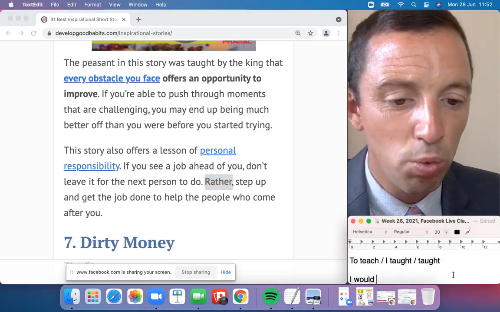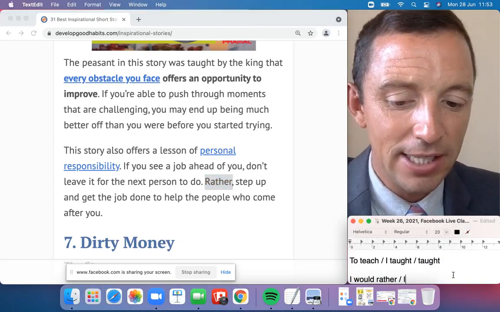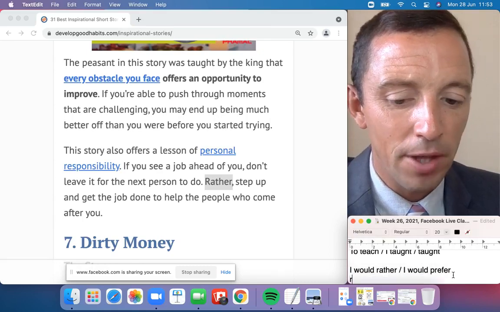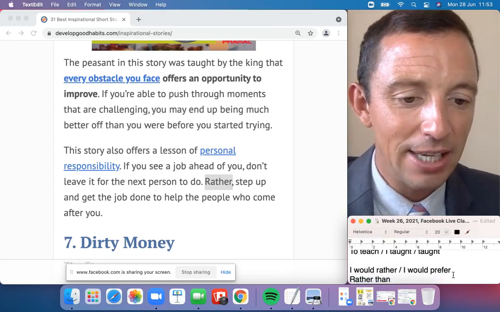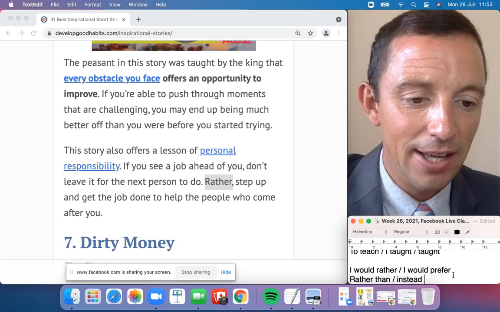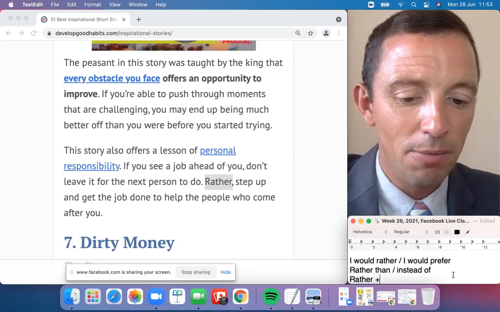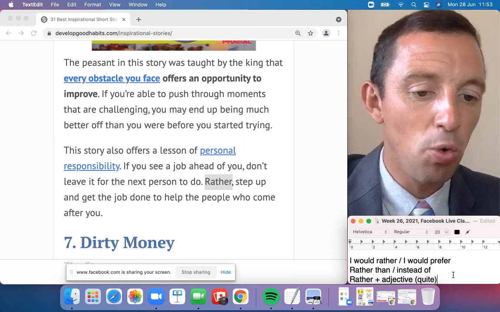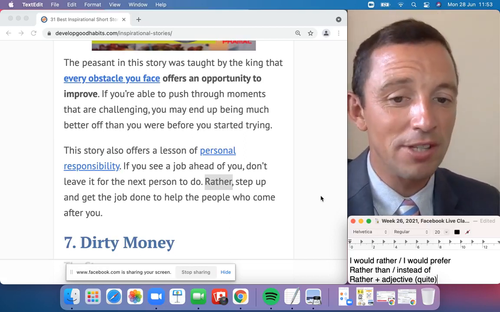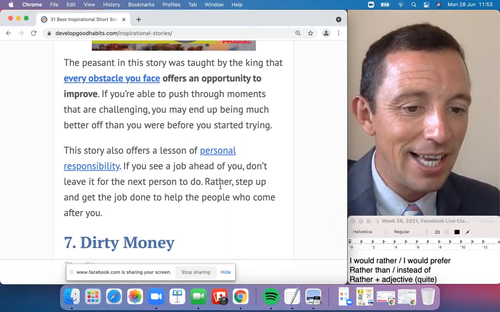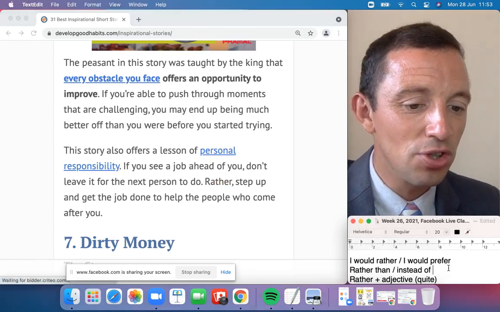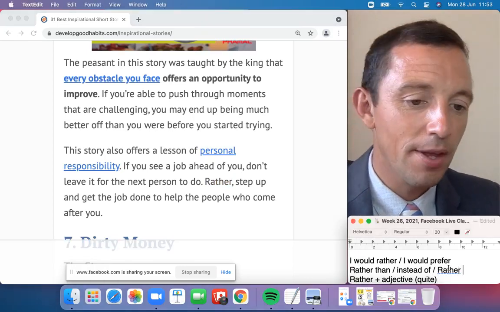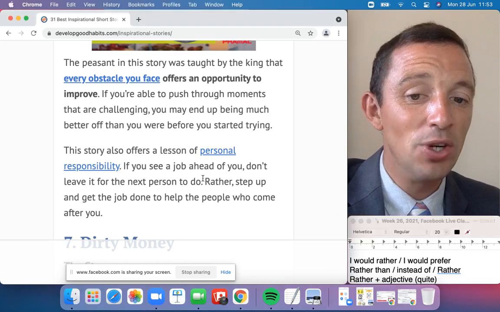You can say "I would rather," and the significance is "I would prefer." You can say "rather than," and the significance is "instead of." And you can say "rather" plus the adjective, which means bastante, or in English, quite, very, very important. So there's three possibilities. This significance is "rather than," so you can just say "rather." Okay, and here the significance is en lugar de.